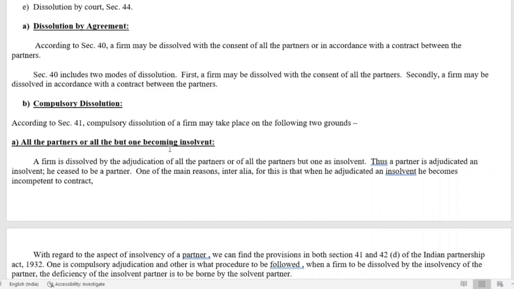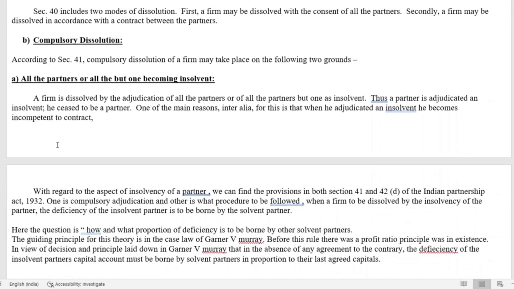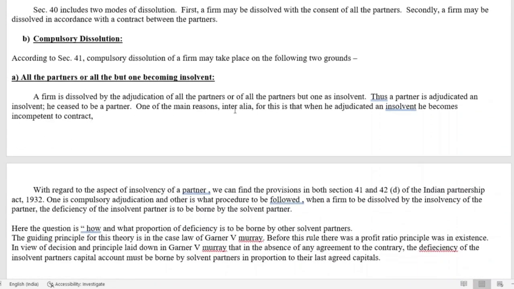So here, the insolvency of a partner, or of all the partners, will play an important role, which makes the partnership end its business, to end the partnership firm. So that is the first instance. Here, what we can see is that a firm is dissolved by the adjudication of all the partners, or of all the partners but one, as insolvent. Thus, when a partner is adjudicated as insolvent, he ceases to be a partner.